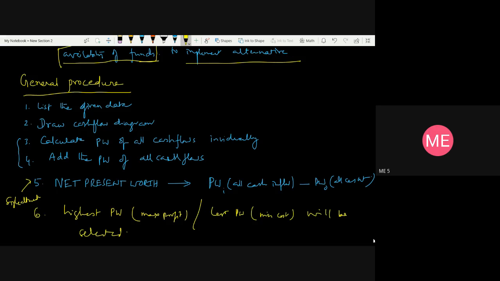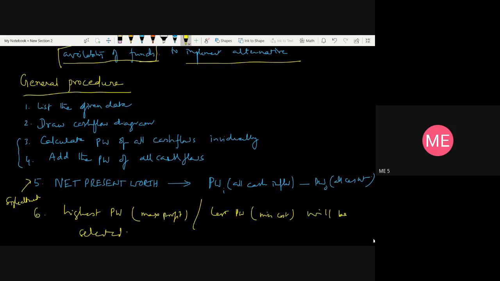So now this is the procedure for any alternative. For each alternative we are going to do it in a similar fashion. List the given data, draw the cash flow diagram, calculate the present worth of all cash flows individually, and add the present worths of all cash flows. Then, if it is a single alternative, we calculate the net present worth: present worth of all cash inflows minus present worth of all cash outflows. Finally, the highest present worth will be chosen in the case of maximizing the profit, and the least present worth in the case of minimizing the cost.